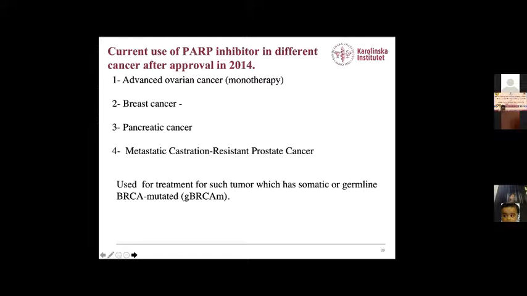So what is the use of olaparib now? People have been using olaparib in advanced ovarian cancers, in breast cancers, pancreatic cancers, and metastatic prostate cancers. But all these cancers have one thing in common: some sort of somatic or germline mutation in the BRCA gene, so that you need to have an HR deficient tumor. If you have an HR deficient tumor, the likelihood of benefit from PARP inhibitors is much better. Otherwise, PARP inhibitors are useless.